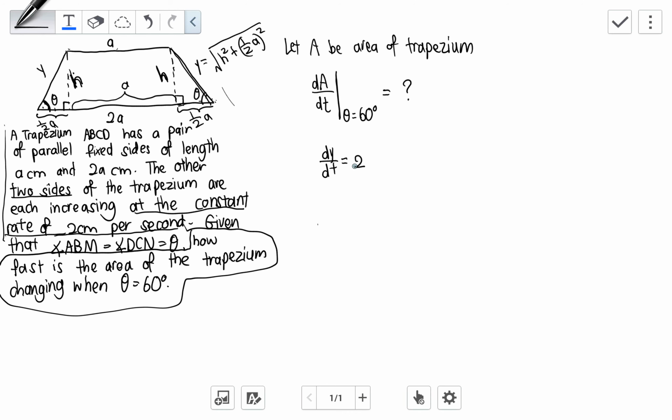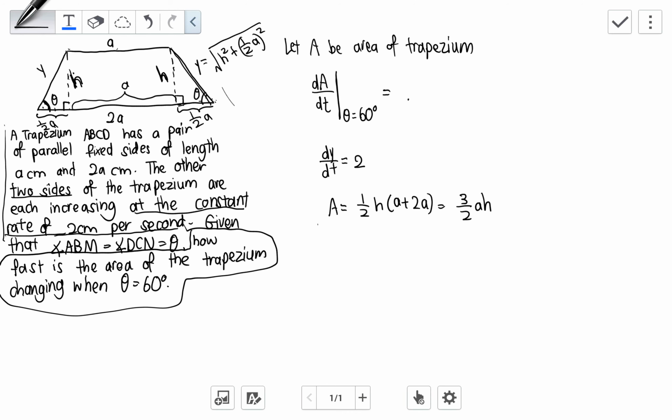Okay, the reason is this. You have dy dt. So what is dA dt? For dA dt, we know the area of a trapezium. The area of a trapezium is defined by half times height, which is h in this case, times the sum of parallel sides a plus 2a. Okay, equals half times, it's easy, 3a, so 3 over 2 a h is the area of the trapezium.